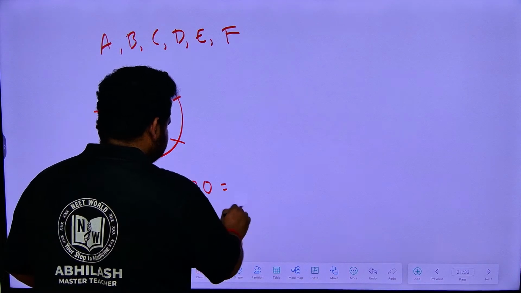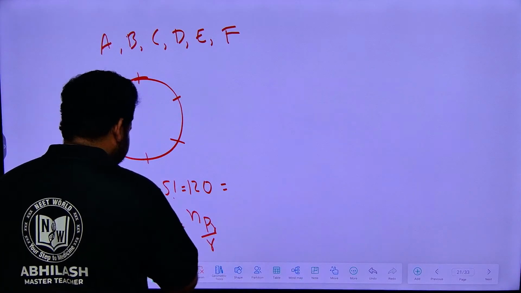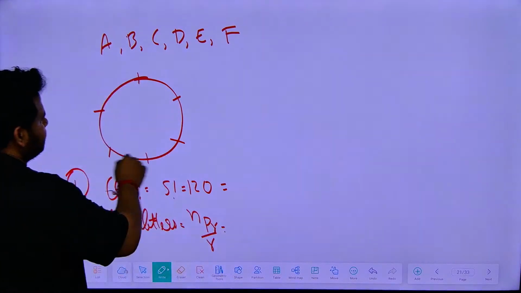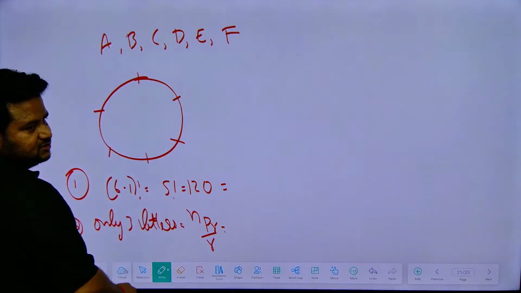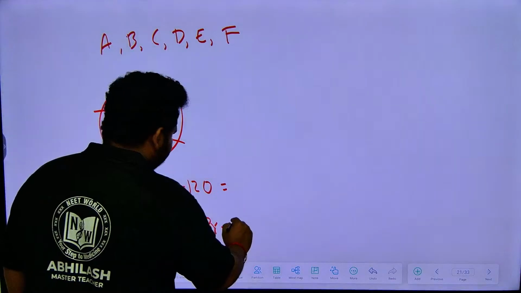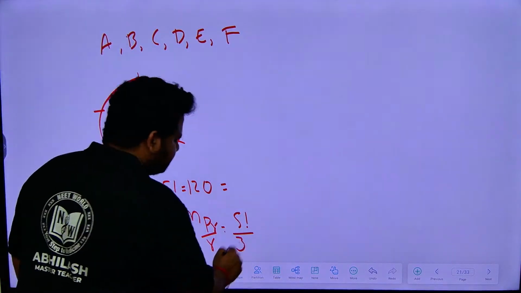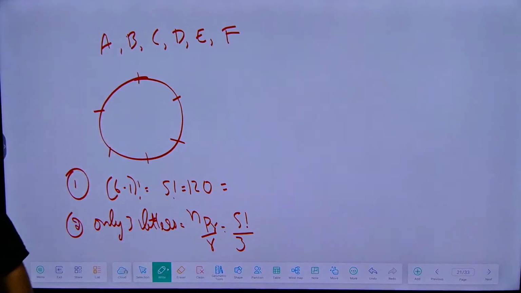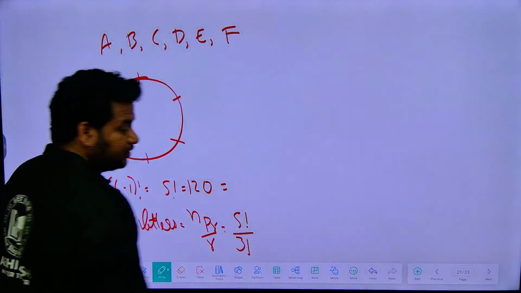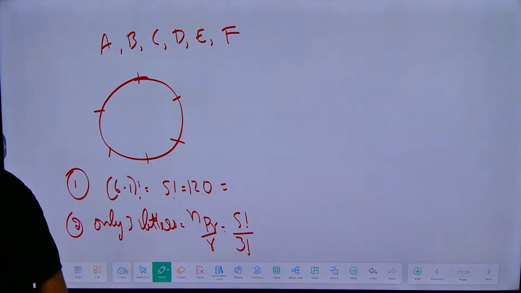So the answer will be nPr by r. First you have to arrange; how many places are there? 1, 2, 3, 4, 5, 6. Out of the 6 places, arranging all the letters takes 5 factorial ways. Out of this, we have to select only 3, so divide by 3 factorial, since those letters can be arranged in any of the 3! ways. Understood, everyone?